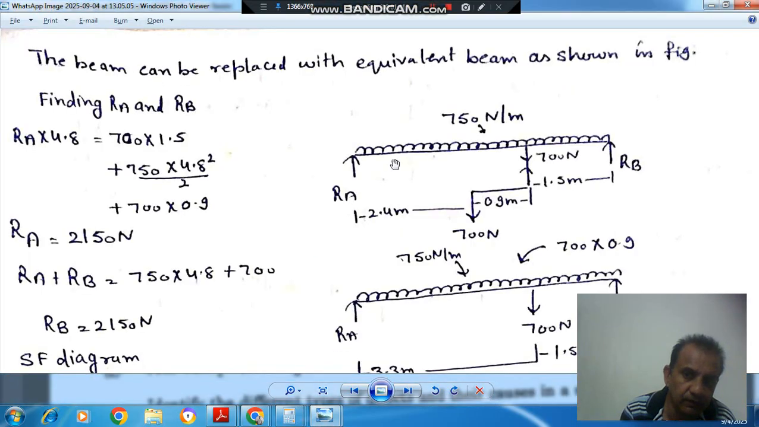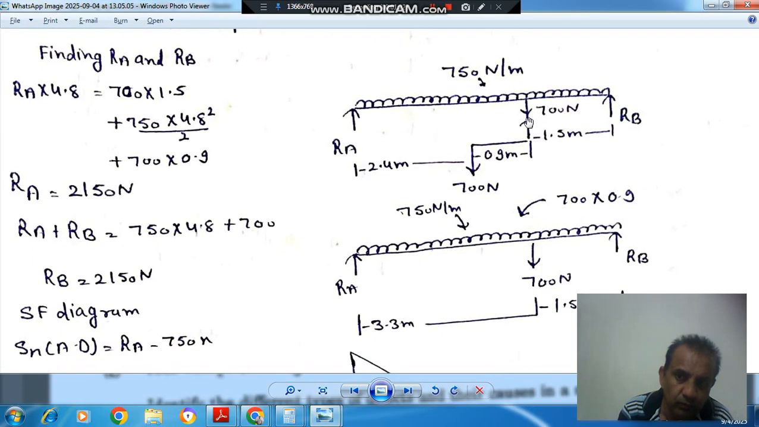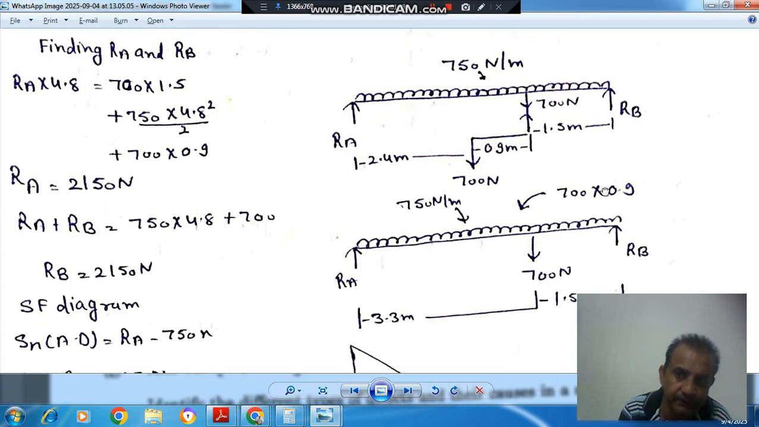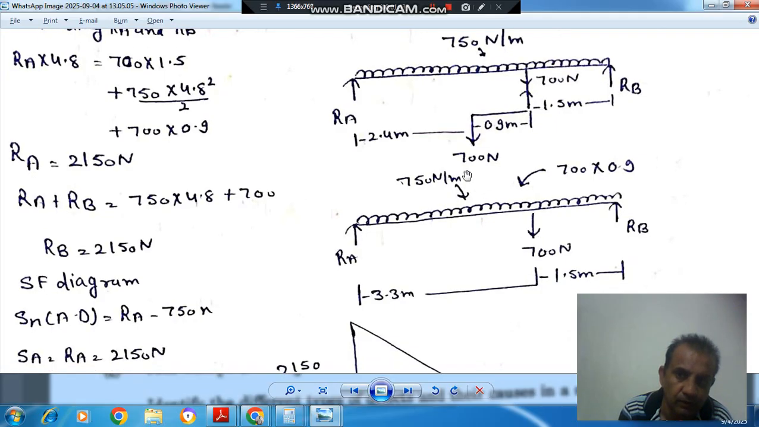So here we can replace this beam with the equivalent beam by applying 700 Newton load downward and upward here. So this upward load and this downward load of 700 Newton will create a moment equal to 700 into 0.9, as the distance between them is 0.9, and this downward load will be here. Now this is 3.3, 2.4 plus 0.9, that is 3.3, and this is 1.5.